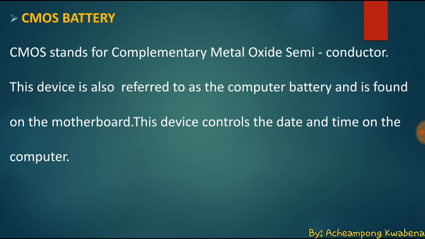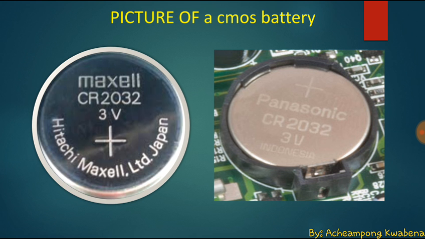Now let's have a look at how the CMOS battery looks. So this is how the battery looks. It's made of metal, and as we have it over here, we can see that it is fixed on the motherboard. So the function of this device is to control the date and time on the computer.